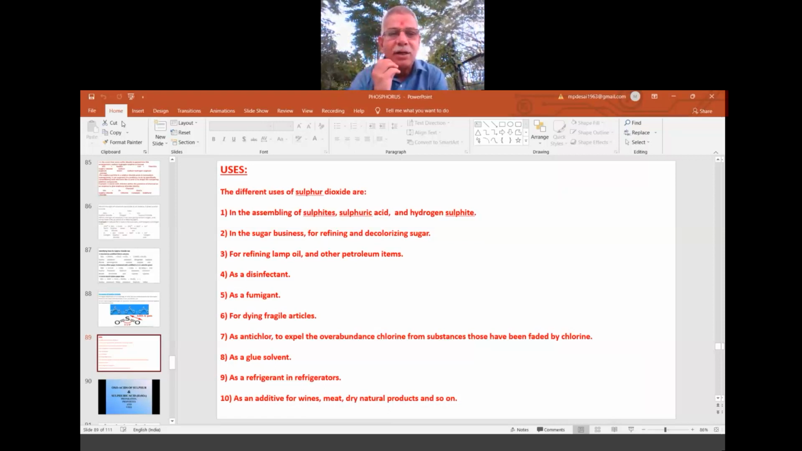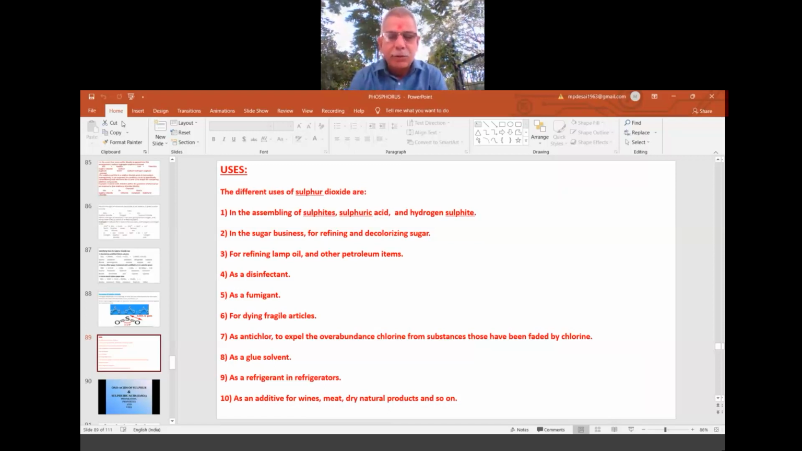That's about dyeing the fragile articles. As an anti-chlor means remove the color, to absorb the chlorine. Anti-chlor is used to expel the excess chlorine from substances that have been treated with chlorine. That means chlorine is also used as a bleaching agent. By chance if you use extra chlorine, that extra chlorine will give trouble.